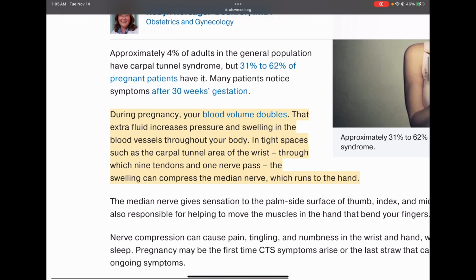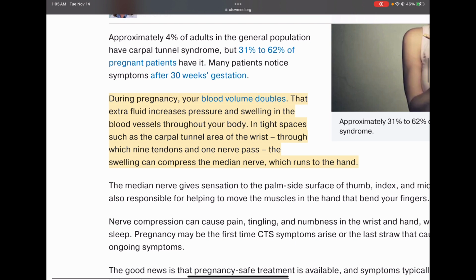Here is the description: during pregnancy your blood volume doubles. That extra fluid increases pressure and swelling in the blood vessels throughout your body, in tight spaces such as the carpal tunnel area of the wrist, through which 9 tendons and 1 nerve pass. The swelling can compress the median nerve, which runs to the hand.